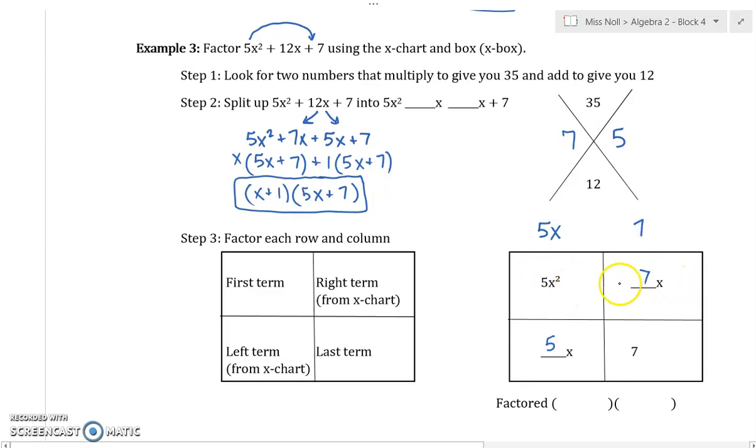The GCF of 5x squared and 7x is x. And the GCF of 5x and 7 is 1. And then all of these are positive. You can kind of see that. So this is 5x plus 7, x plus 1. And so that is your final answer. So it's just a way to factor by grouping a little bit visually, if you like that.